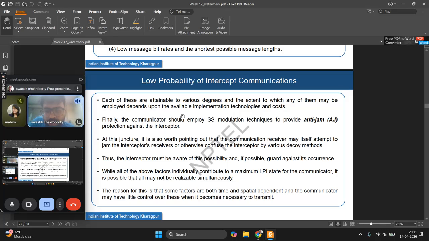Finally, the communicator should employ spread spectrum modulation techniques to provide anti-jam protection against the interceptor. Further, apart from evading detection, it should also use spread spectrum because the enemy might be employing a jammer, so it should have spread spectrum detectors to avoid this jamming.